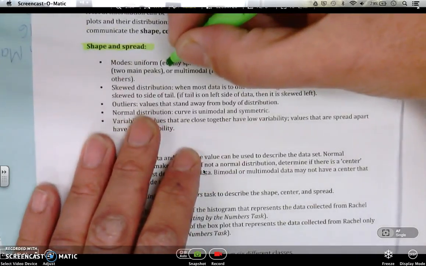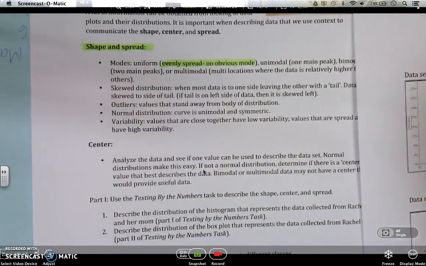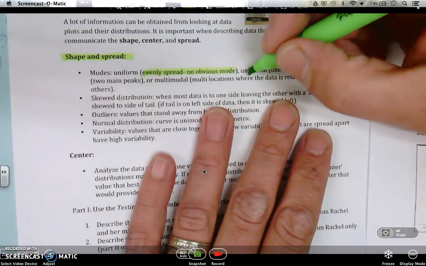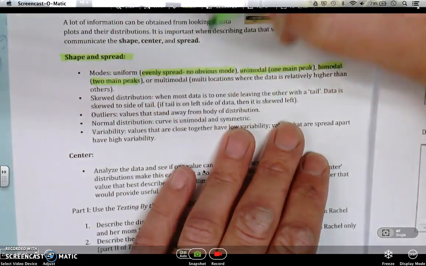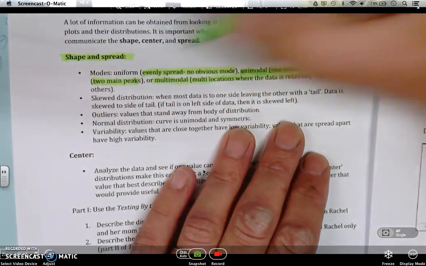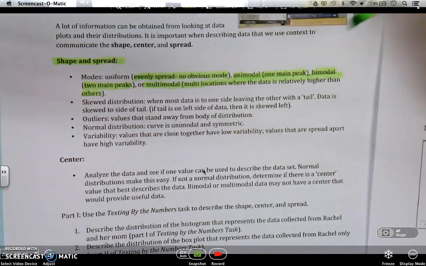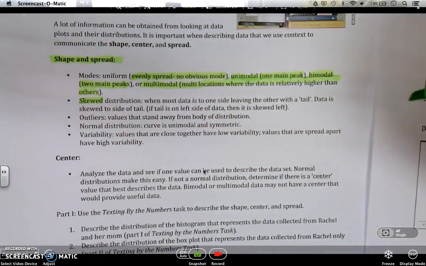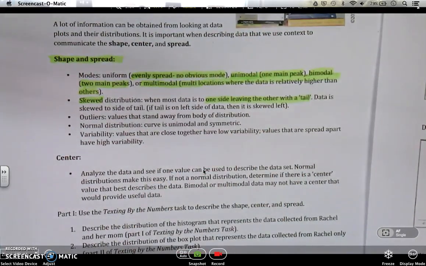If things are evenly spread, there's no obvious mode. If everything is equal, or very uniform, there won't be something that happens the most. Unimodal, one peak. Bimodal, two peaks. Or multimodal, there are multiple spots where there's something higher than the others. Okay, so those are the main types. Skewed means it's shifted sort of to one side or the other, leaving the other with a, quote, tail, and we'll sort of see that.